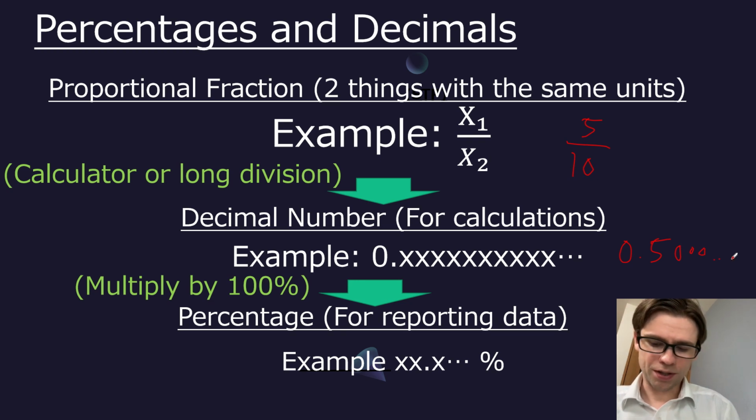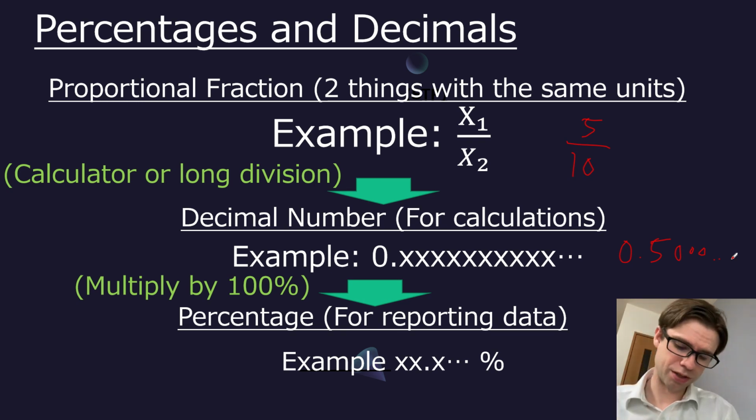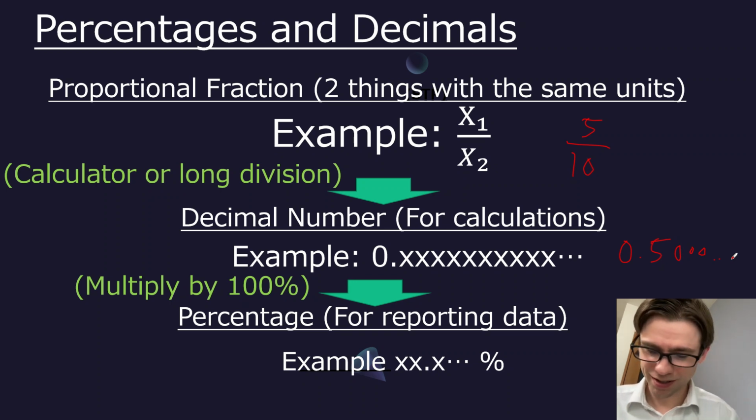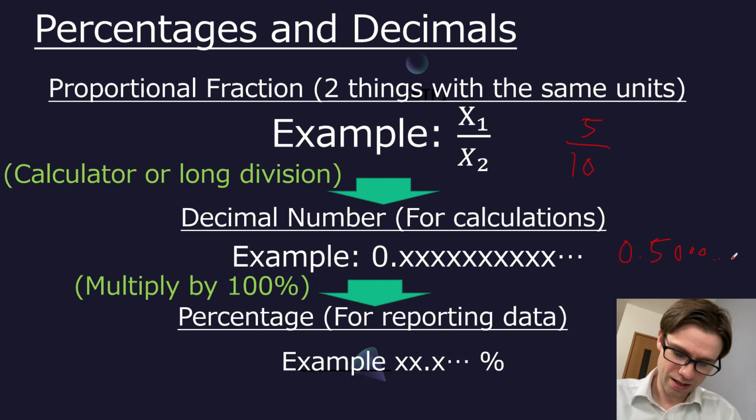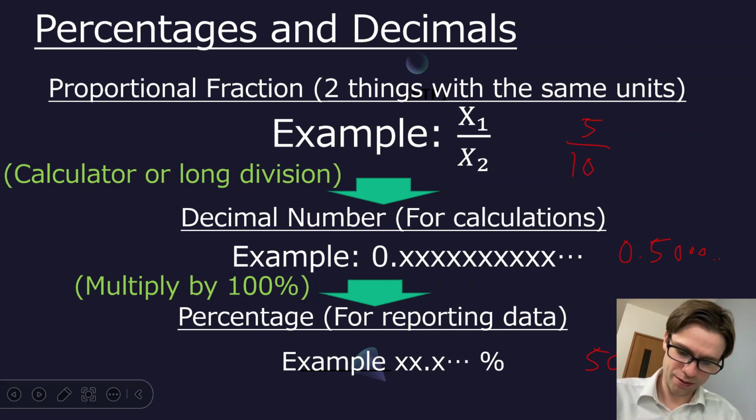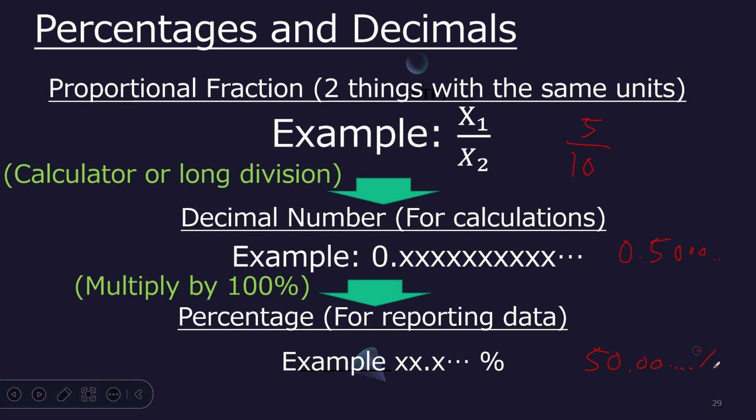This can also be expressed as a percentage, where you multiply that decimal number by 100% to get sort of xx.xxxx%. So this would be 50.00%, depending on how many significant figures or decimal places that you are working with.